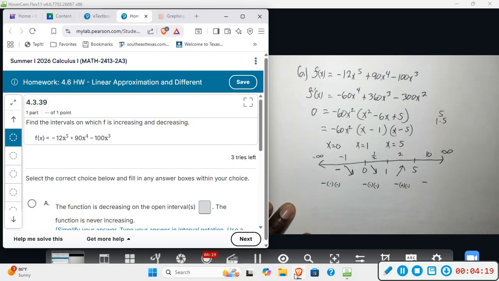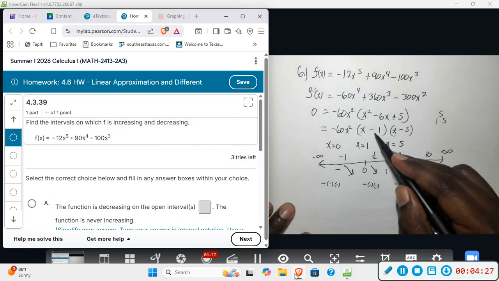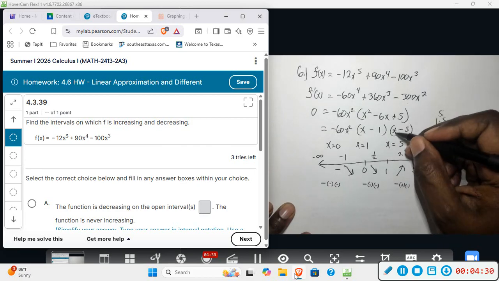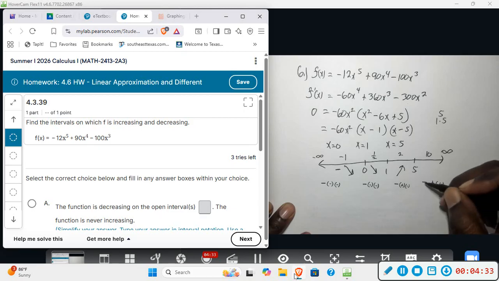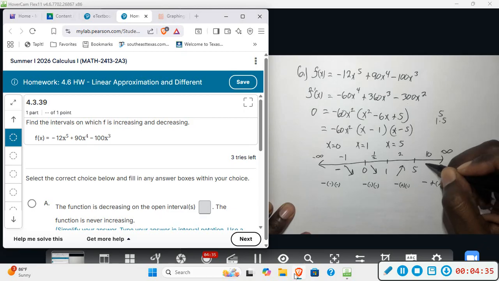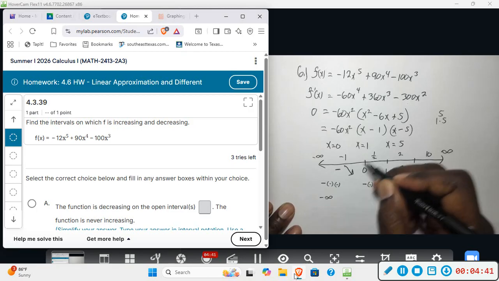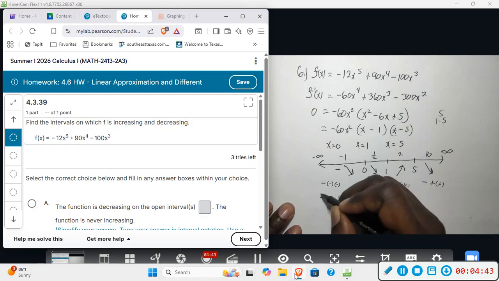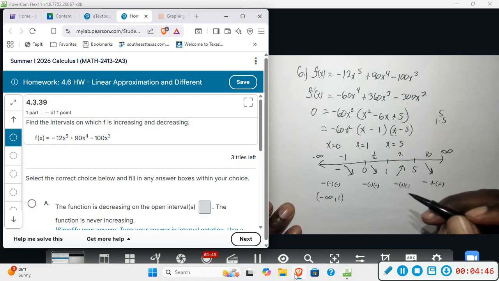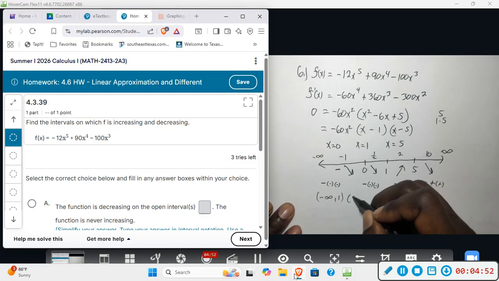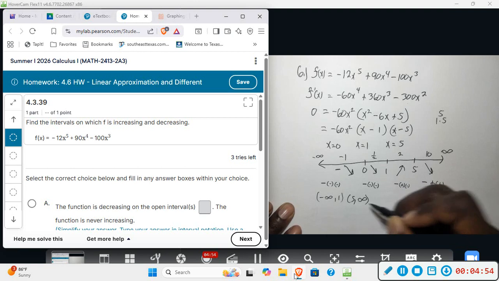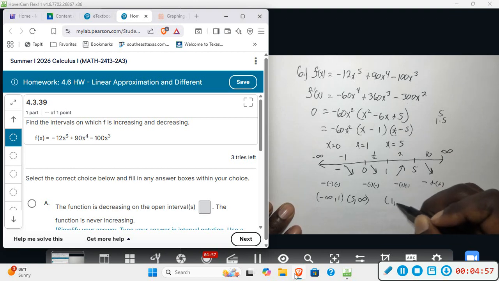And then we will plug in 10. So first one negative, 10, this is going to be positive. 10, this is also going to be positive. So negative, positive, positive, this will be negative, so it will be decreasing. So we're looking at decreasing. We can just say from negative infinity all the way to 1. Then decreasing from 5 to infinity. And increasing from 1 to 5.